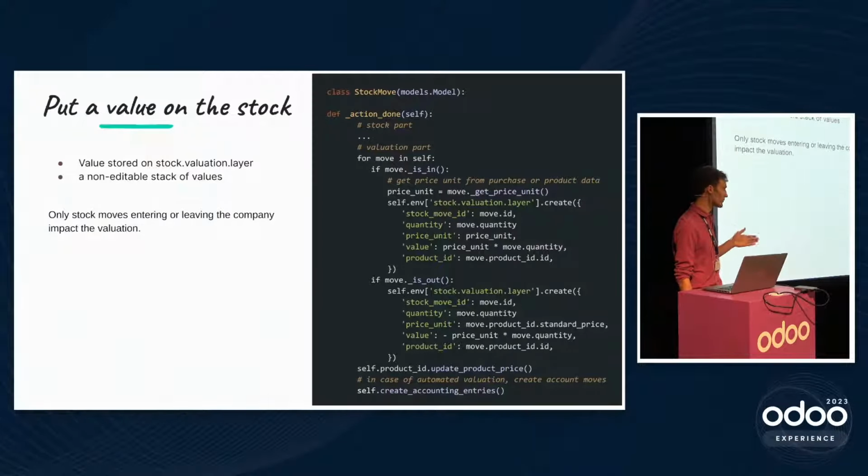And at the end, we can also create accounting entries for the layer. So in case of automated valuation, each valuation layer will create an account move and an account move line to update the accounting parts on the fly. The stock valuation layers are not editable objects because we want, like in accounting, to have something very strict and not movable in time. It's just a pile of values, negative and positive, that will give the value of your stock at a certain time.